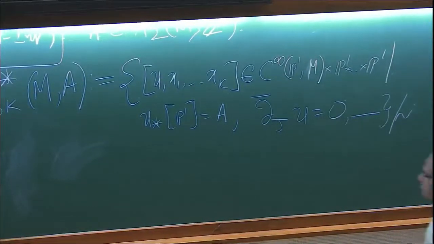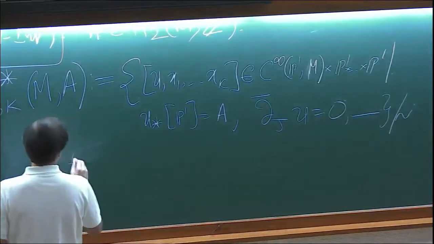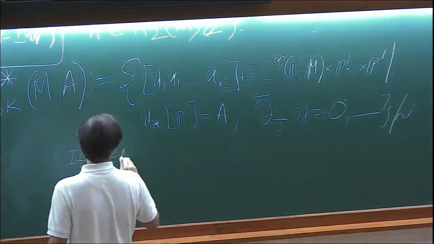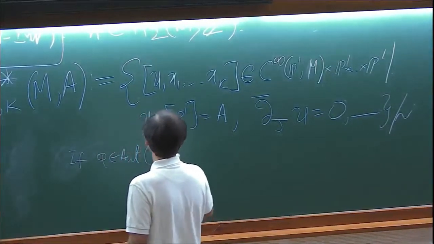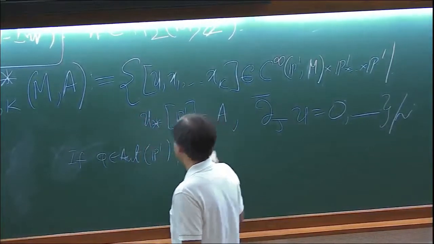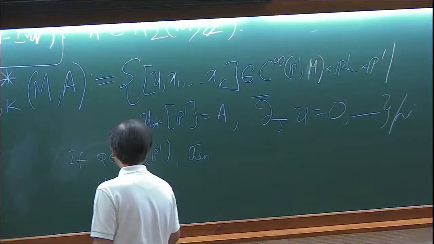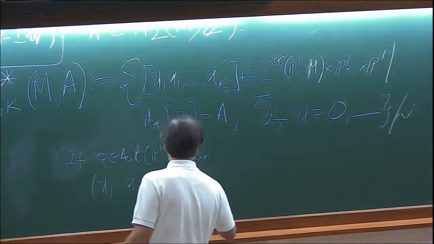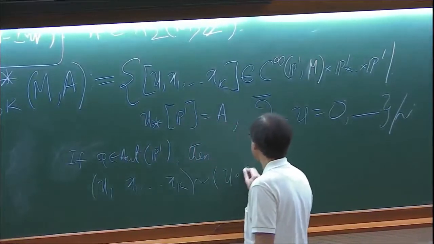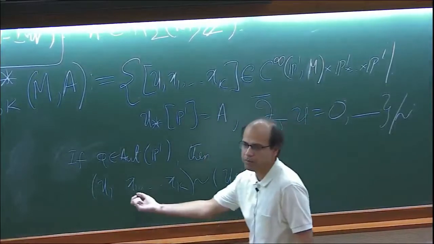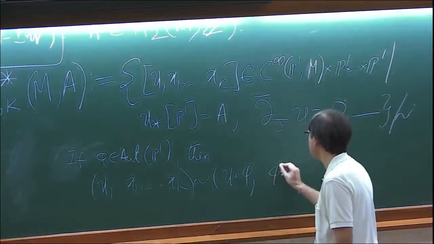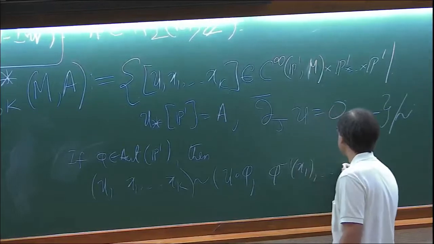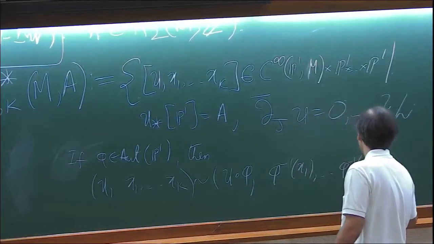What is the equivalence relation? It is that if phi is an automorphism of the domain, then u is identified with u composed with phi. And what should I do with the marked points? The marked points I should identify with phi inverse of x.